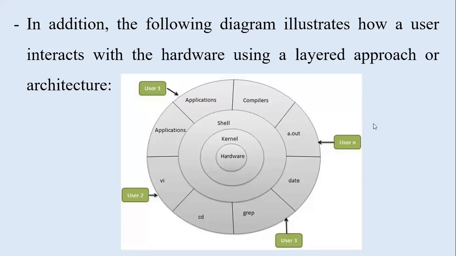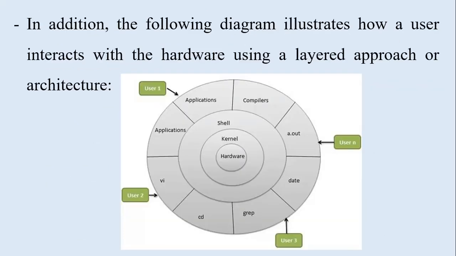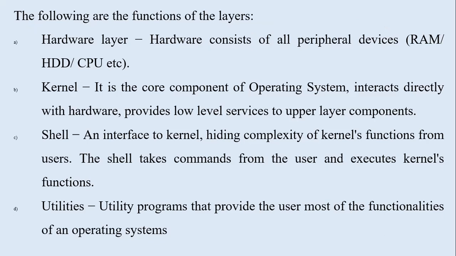Having understood what an operating system is and how it interacts, the next thing we need to ask ourselves is, what is the function of each of these layers that we have looked at? We have looked at the users, the application layer, shell, kernel, and we have talked about the hardware. So the hardware layer consists of all the peripheral devices, or all the devices that you make use of, and those devices that you connect to a computer are called the peripheral devices.